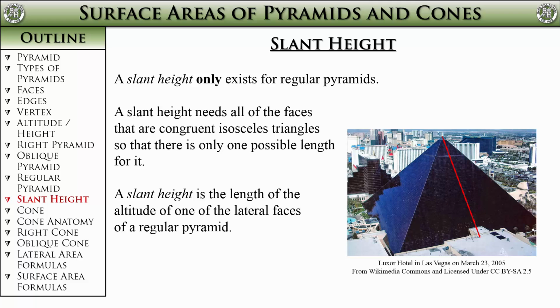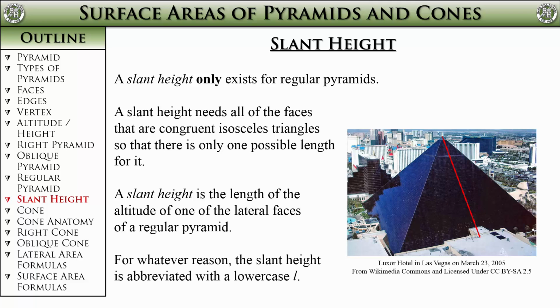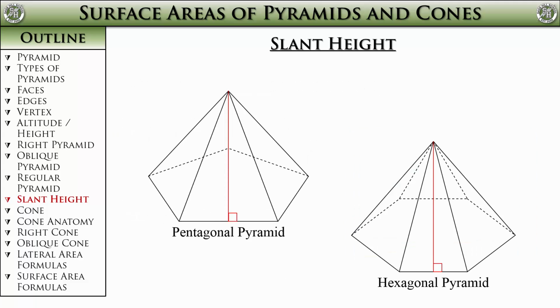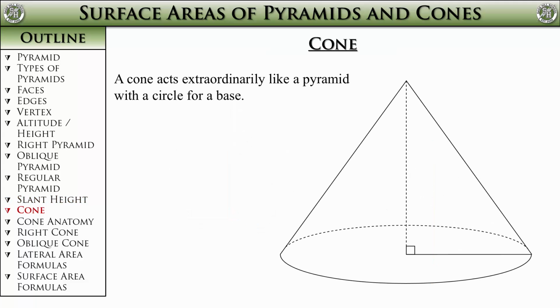They slid down the side of the Luxor. For whatever strange reason, the slant height is abbreviated with a lowercase l. Here I have a slant height in red for both of these pyramids. Now we get to cones. A cone acts extraordinarily like a pyramid, just with a circle for a base.